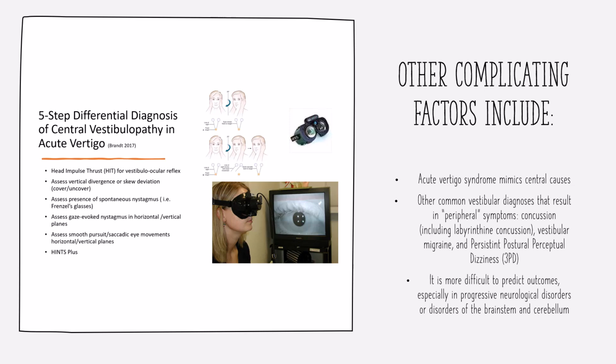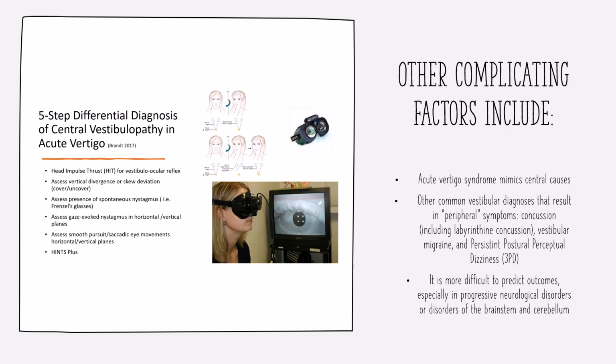It is most reliable in the first 24 to 72 hours of the onset of acute vertigo. And if you're in the outpatient setting, by the time someone comes to see you, that test is not as valuable as it is in the acute phases. There are also known neurotologic disorders that are common yet poorly understood, such as labyrinthine concussion, vestibular migraine, persistent postural perceptual dizziness, or 3PD.